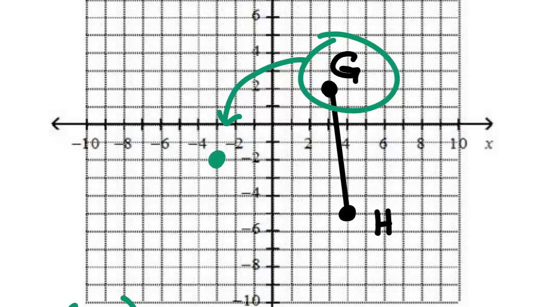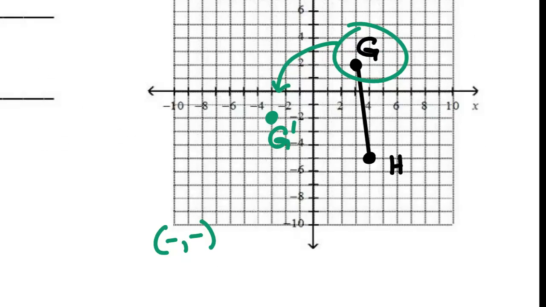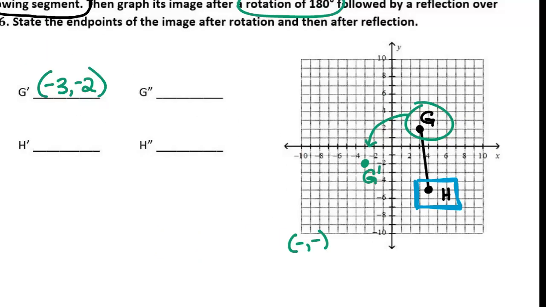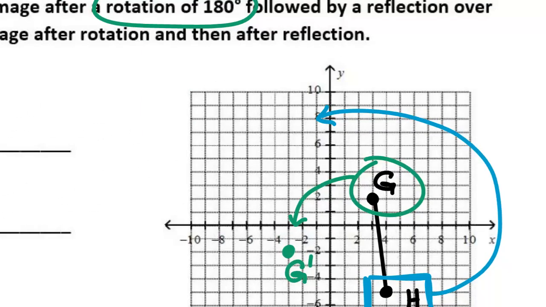So here's my point, G prime. H is right over here. He's in the fourth quadrant to start with. When I twist him 180 degrees, it's going to end up where? It's going to come up here to the second quadrant. So there's a 180 degree rotation for H. Here's a 180 degree rotation for G.